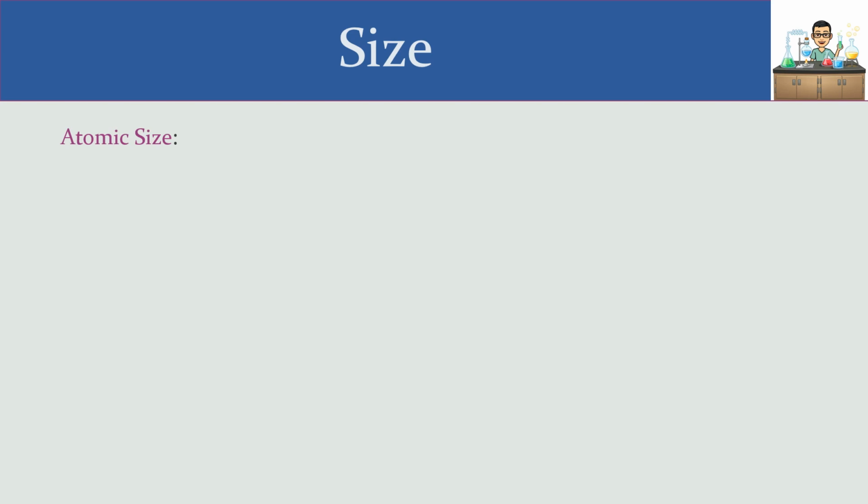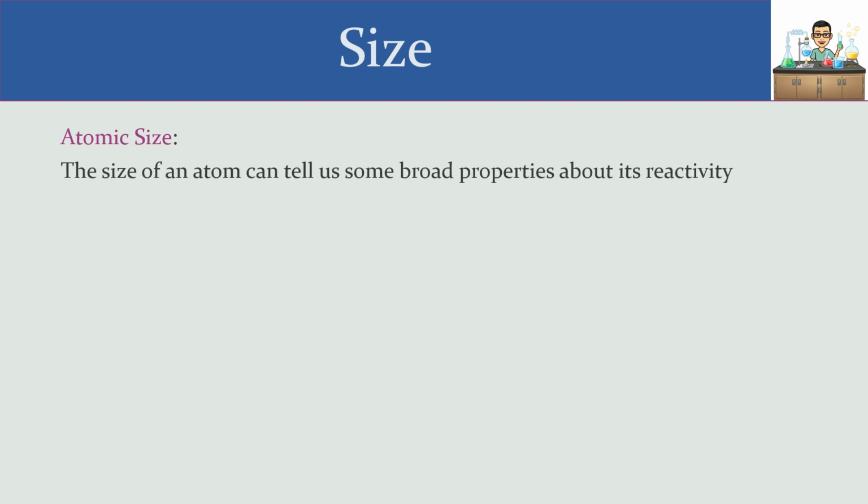Our topic today is atomic size. The size of an atom can tell us some broad properties about the reactivity of that particular atom. So what are we looking for when we talk about atomic size, or sometimes what's called atomic radius?